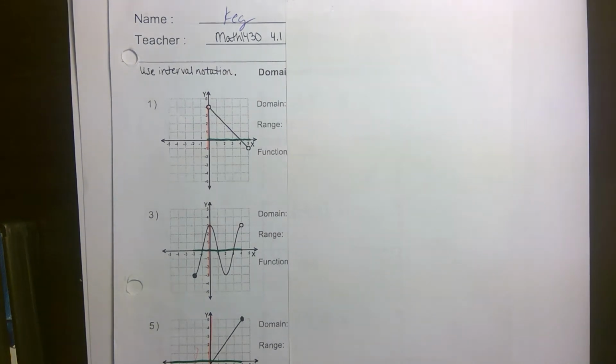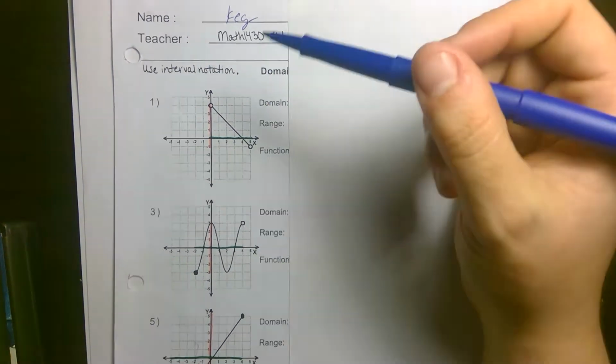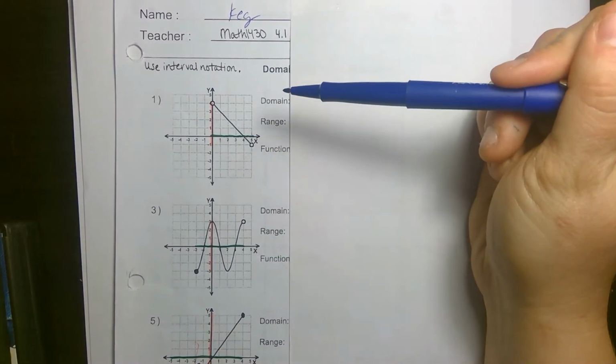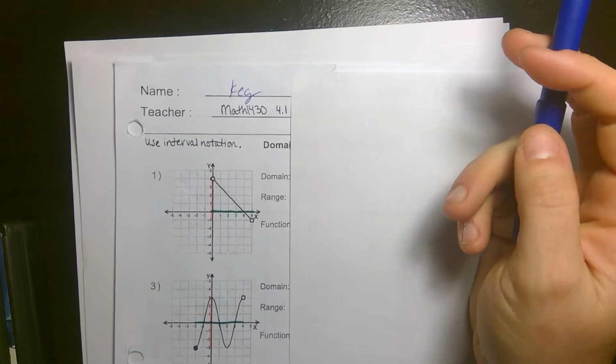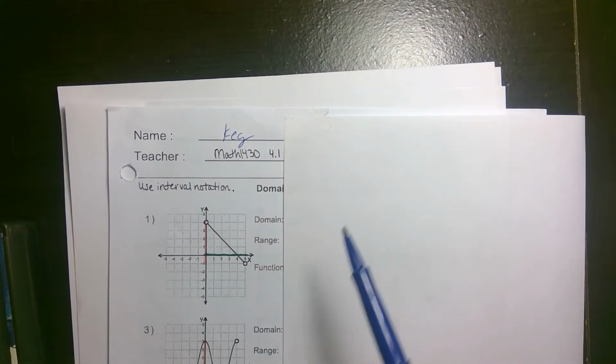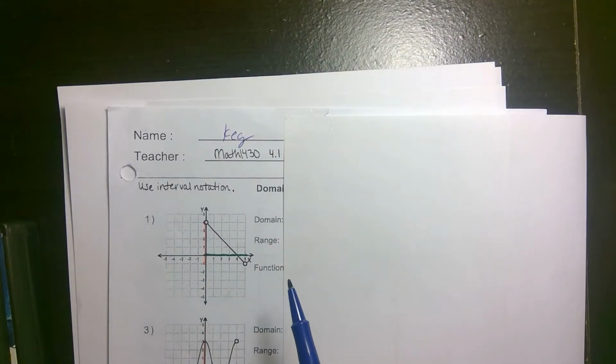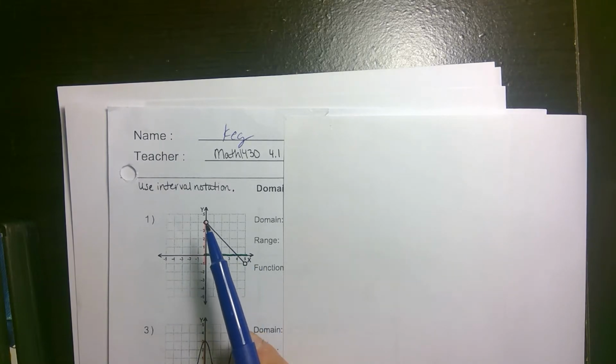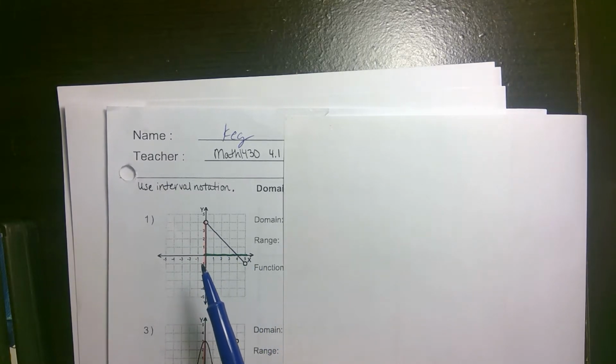Okay, I want to start out this section 4.1 homework video by taking a look at some graphs and determining whether or not they're a function, finding its domain, and finding its range. So the first one that we see here, and I think that you can tell that I've done a little bit of coloring, we have to remember that the domain is from left to right and the range is from up and down. And so when we first look at this, we're going to look at the domain.